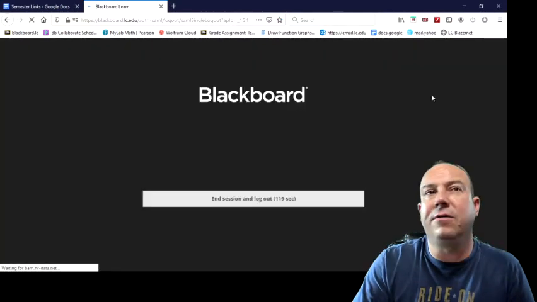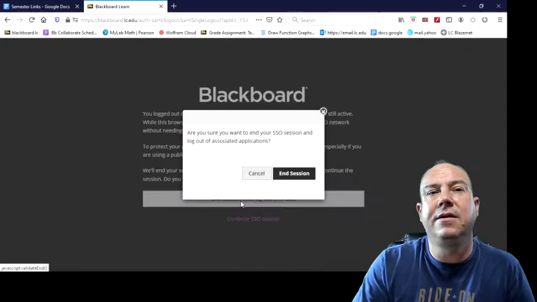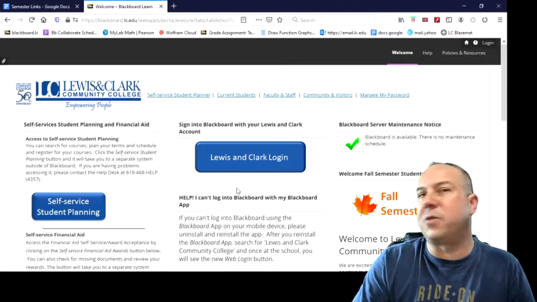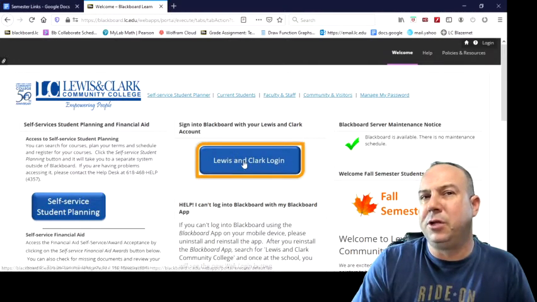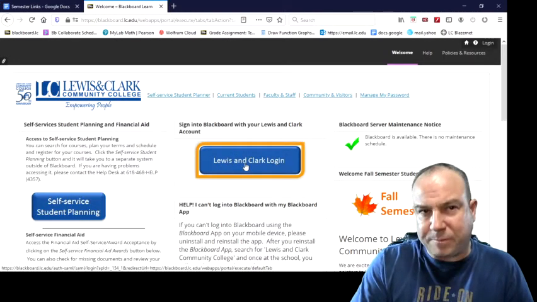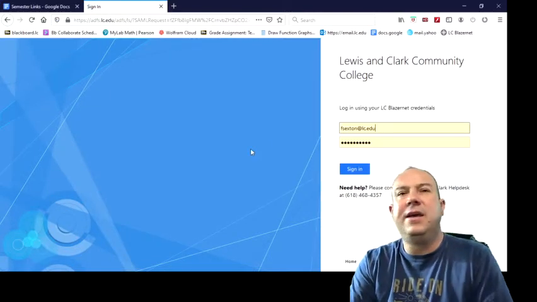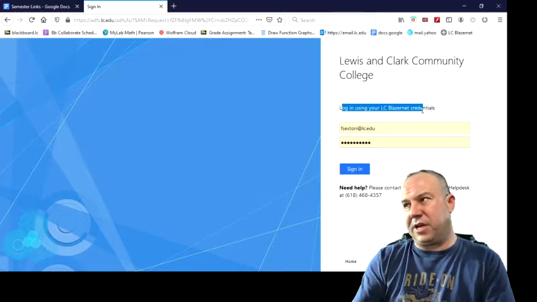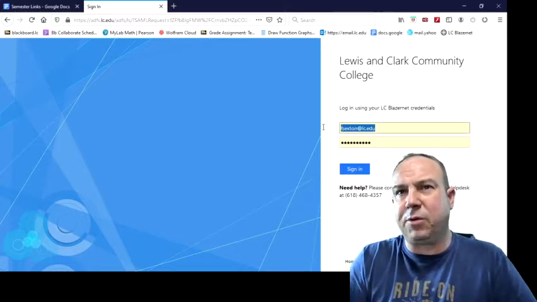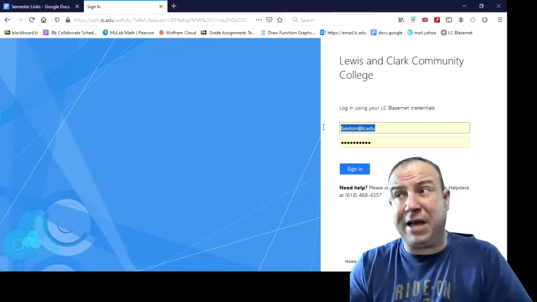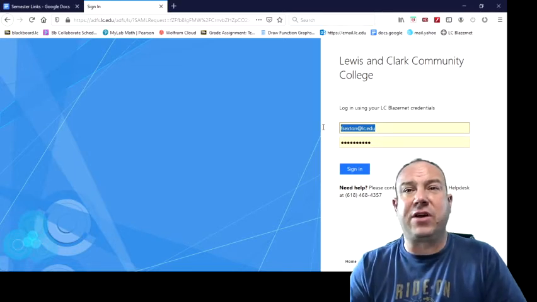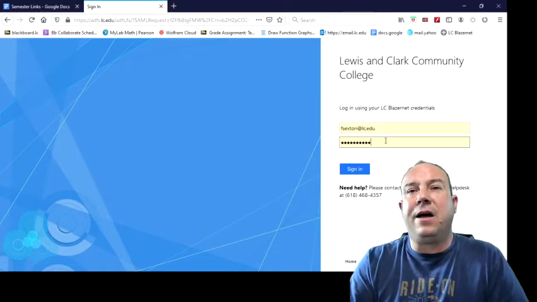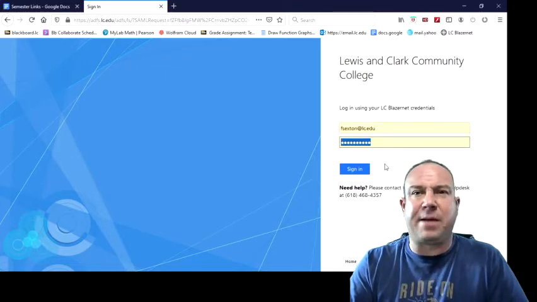I gotta log out real quick here just so I can show you. It should bring you to this page right here where you have this big blue Lewis and Clark login button. If you click on that login button, it will take you over to the login page where you're going to have to log in using your BlazerNet credentials. Typically those are your email address, or some variation of your name, first and last, along with a password that you've most likely set up in the past.